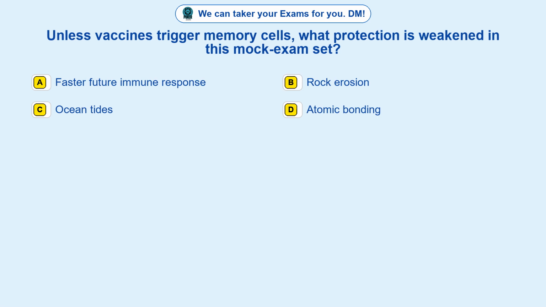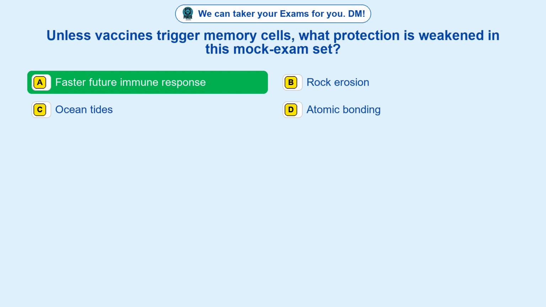Question 22. Unless vaccines trigger memory cells, what protection is weakened in this mock exam set? Option A. Faster future immune response. Option B, rock erosion. Option C, ocean tides. Option D, atomic bonding. The correct answer is option A.